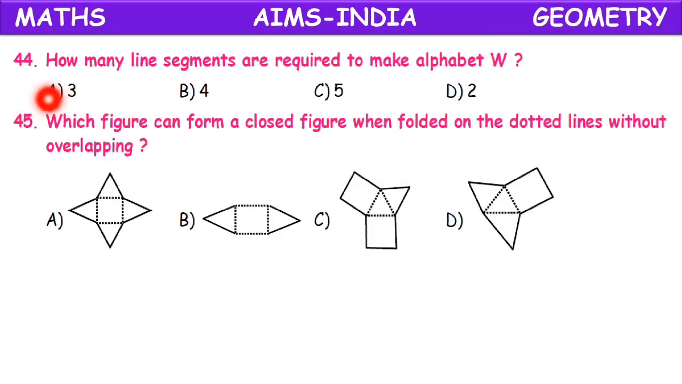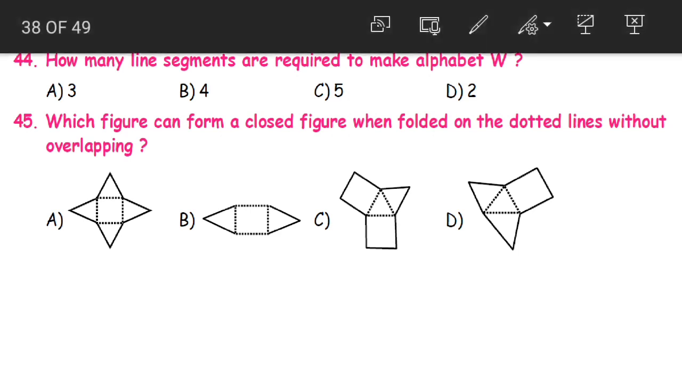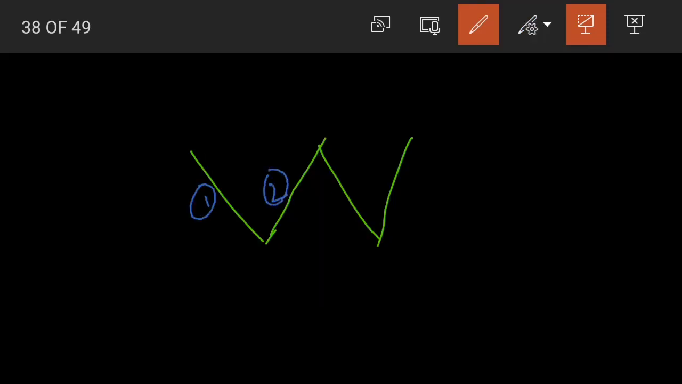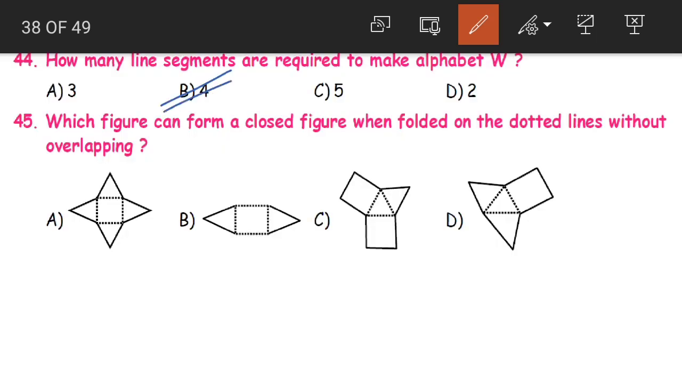Question 44. How many line segments are required to make the alphabet W? So what should we do? We have to find out the number of line segments required to write the alphabet W. Let us count. 1, 2, 3, 4. Yes, children, this is how we write W, right? So how many line segments did we use? 1, 2, 3 and 4. So our answer becomes option B, 4.